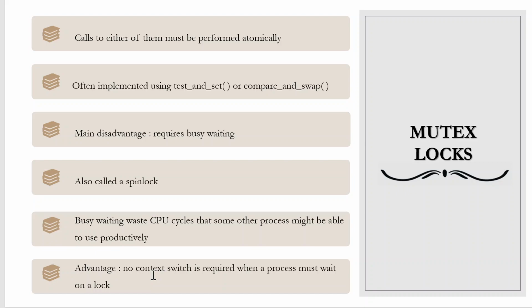Thus, when locks are expected to be held for short times, spin locks are useful. They are often employed on multiprocessor systems where one thread can spin on one processor while another thread performs its critical section on another processor.